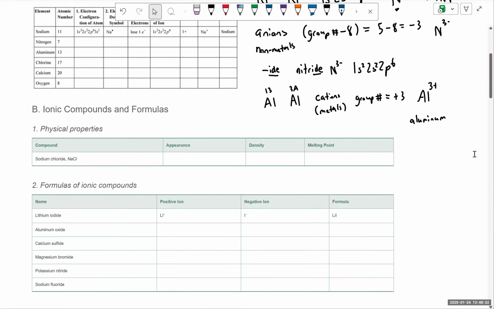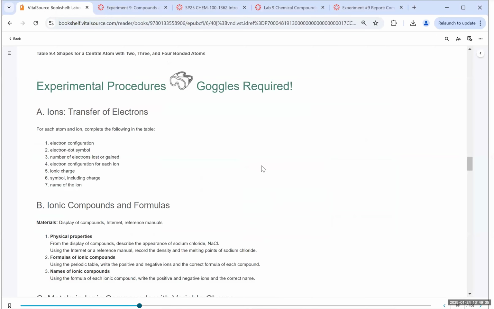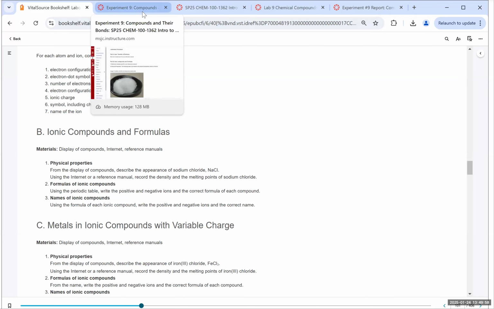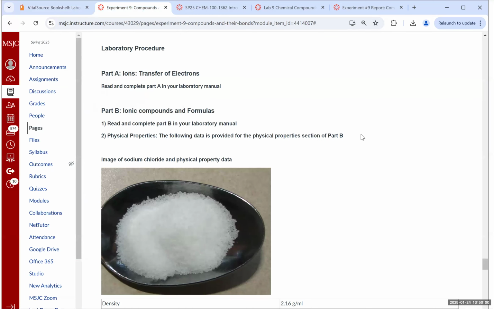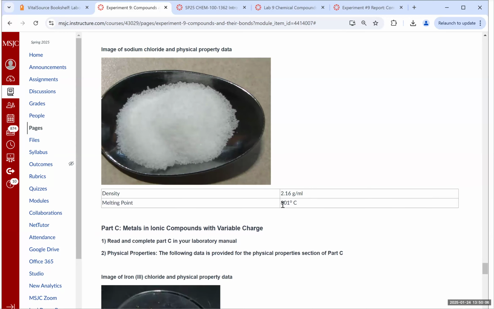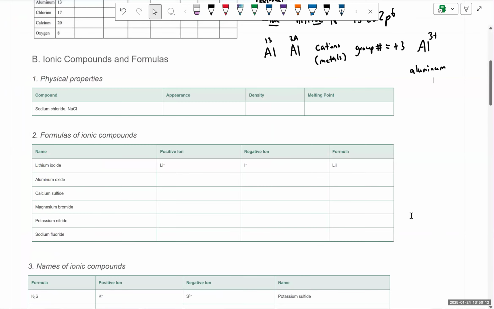Let's move on now to part B. So let's open up part B. There is a display of compounds, and we are going to describe the appearance of sodium chloride, and then we're going to use the internet or a reference to record the density and melting point of sodium chloride. So let's take a look. We don't have a display in the lab manual, so let's go to the lab procedure. Here, we have an image of sodium chloride, and we have some physical property data, such as the density and melting point. So with that, we can transfer that to our lab manual.